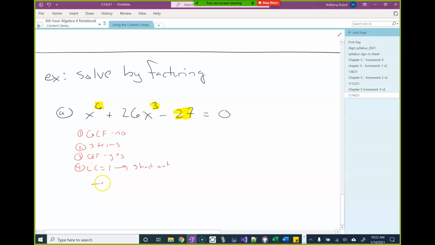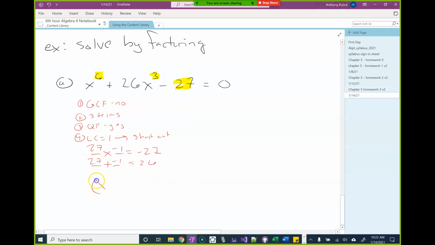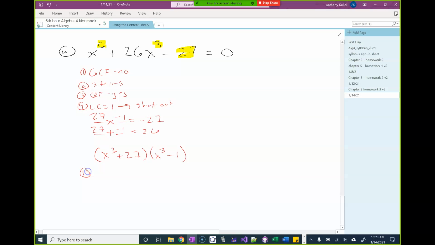So that's going to let me go straight to x cubed plus 27 times x cubed minus 1. Then I need to check each one of those. They're both 2 terms, and each one of them is either a sum of 2 cubes or a difference of 2 cubes. So this first one I can write x cubed plus 27 as x to the third plus 3 to the third. So my a is x and my b is 3.